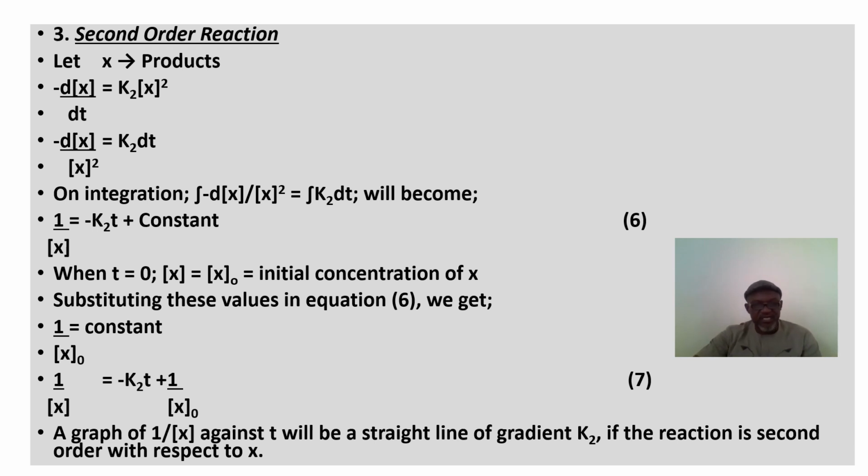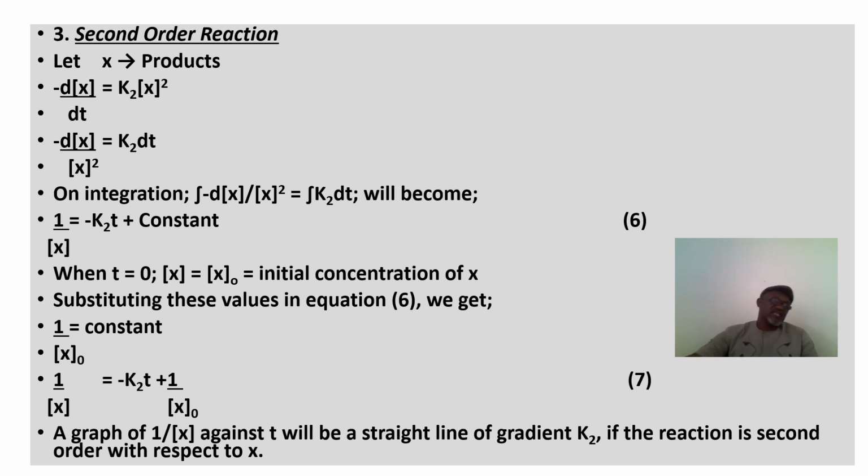We'll repeat the same thing again with our boundary conditions. t is equal to 0, x will be equal to x0, that's initial concentration. Then we'll substitute these values in equation 6 and we'll have equation 7. 1 over x is equal to minus k2 t plus 1 over x0. So we'll plot a graph of 1 over x against t. If it gives a straight line, the slope will give k2, and the intercept is 1 over x0.